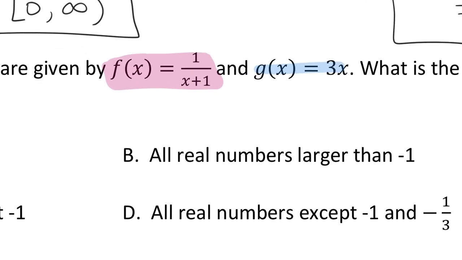For these two functions, what number am I not allowed to plug into F? What number? There's a number I'm not allowed to plug into F. What is it? There's one specific number I'm not allowed to use.